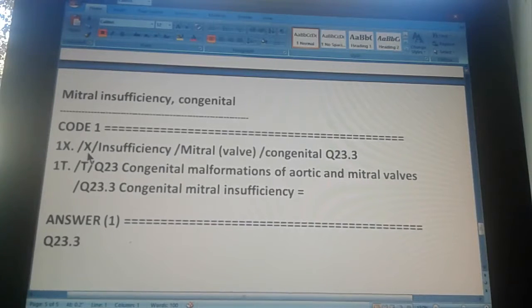First you go to the index. You start with insufficiency. Then you go to mitral valve. Then you go to congenital. And you get this code Q23.3. You just get one code. Now you're going to check this code in the tabular.